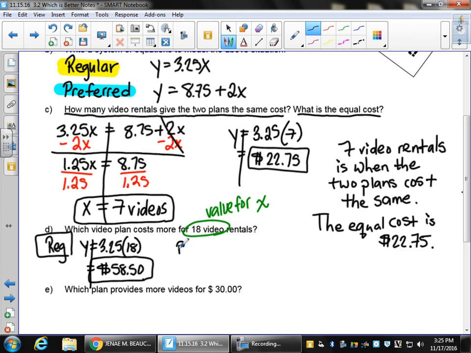Preferred would be y equals 8.75 plus 2 times 18. That's 8.75 plus 2 times 18 is 36. Adding the 8.75 membership fee, 44.75.